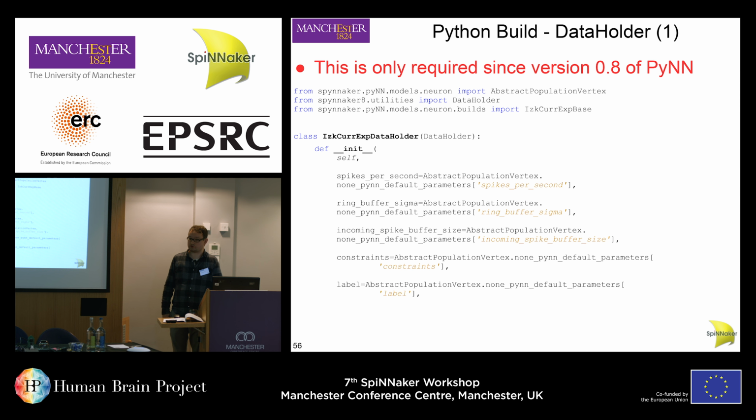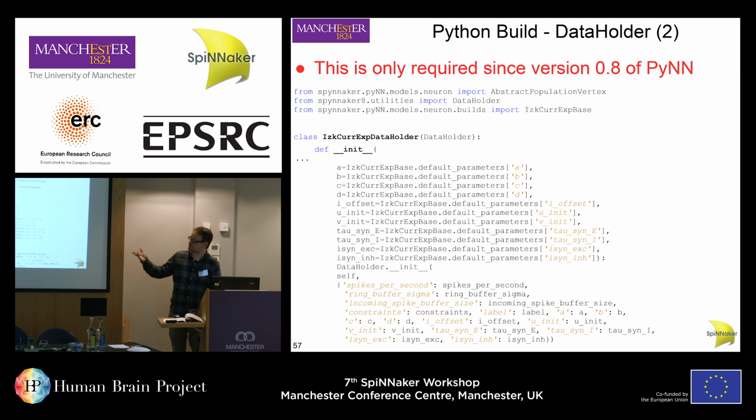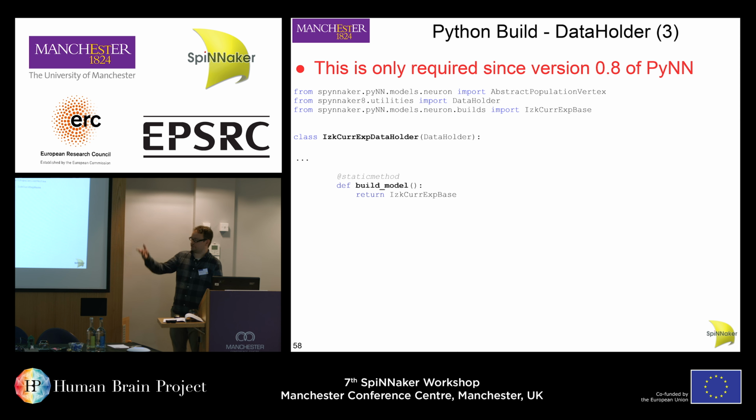Basically this holds every single parameter that the model needs to know about, and that's basically all you need to do. So you have what we call non-Pine default parameters, parameters that Pine doesn't need to know about. We have default parameters, which are the ones that Pine's expecting you to use in this particular model. And then all you do is initialize the data holder to hold all of these different parameter values. Then at the end of the class, you say which model this data holder refers to.